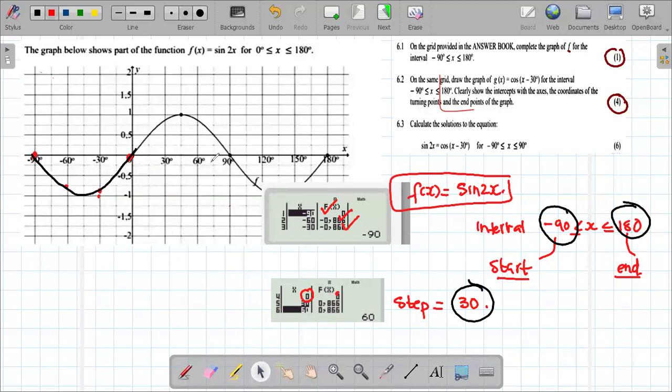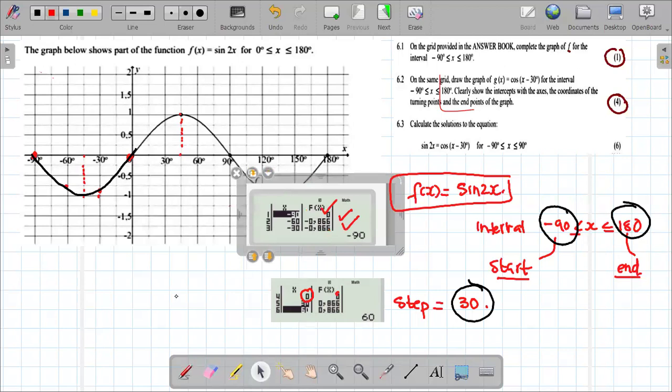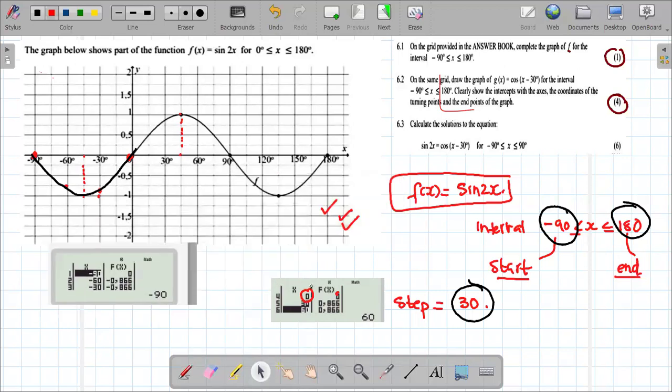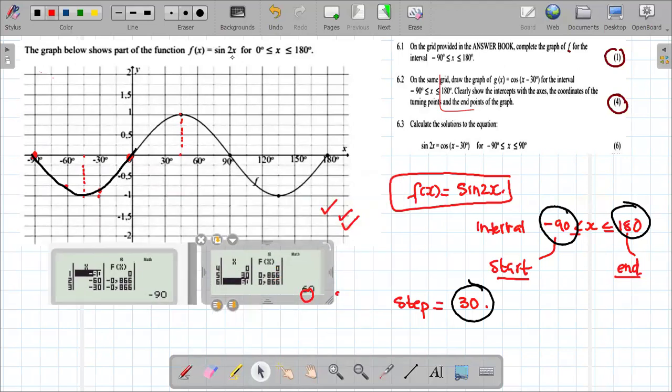Guys, it does make sense. Let me show you something. Let's look at this. What is the turning point here? 45. What is the turning point here? 45. You are just done sketching the graph. That's how we sketch the graph. Are you guys okay with the sketching of the graph? Are you guys okay with what I've done?